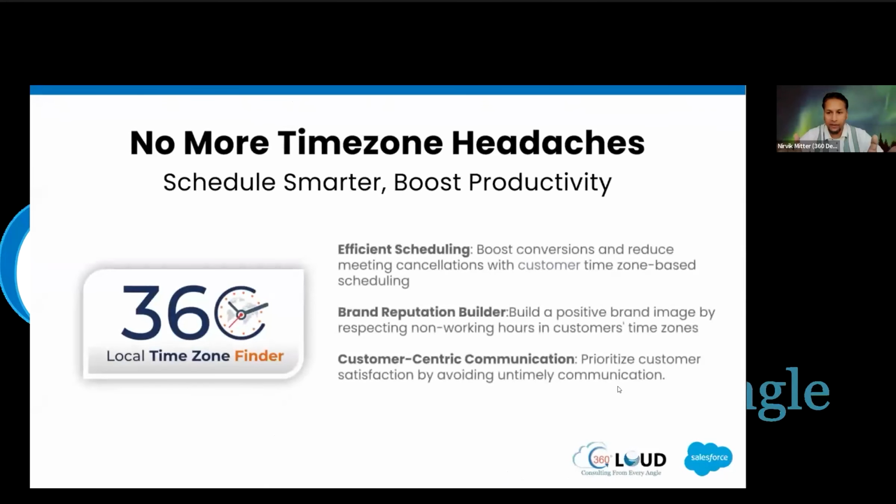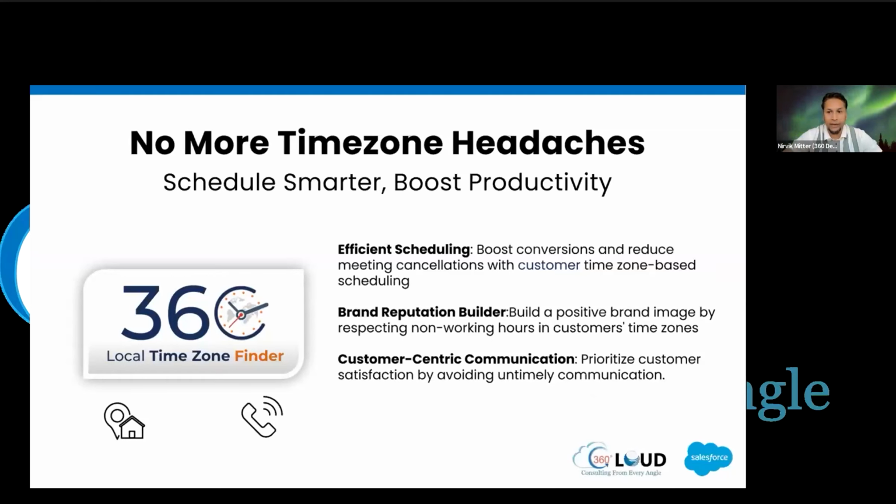So we have the 360 Local Time Zone Finder app by 360 Degree Cloud, which is revolutionizing global communication and time management. It's time to say goodbye to untimely communication and say hello to smart scheduling. So what we have here is a very cool application. Whether it's detecting time zones with addresses or contact numbers, we have got you covered.